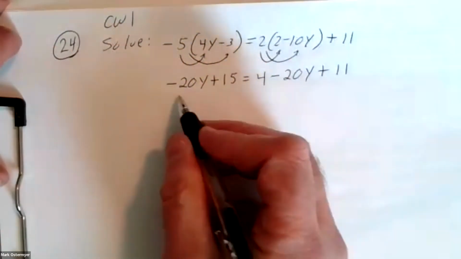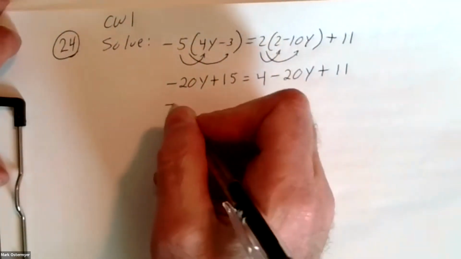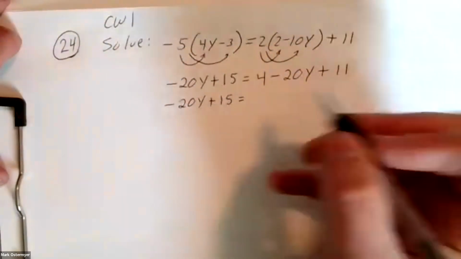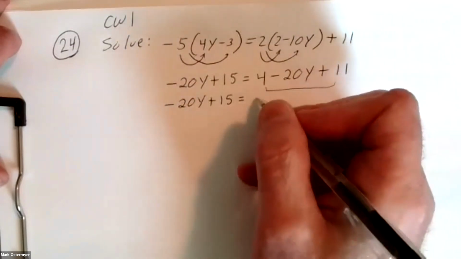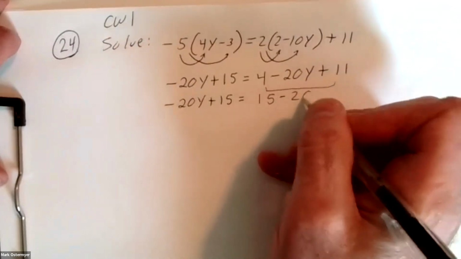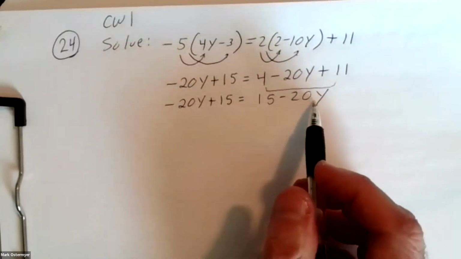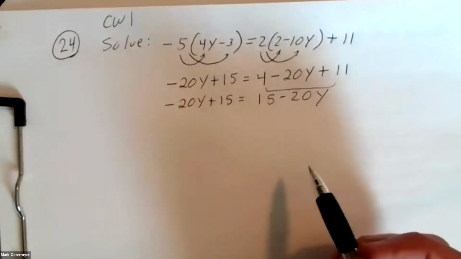And now on the left side, there's no more simplifying to do, but on the right side, there is more simplifying to do. Must combine like terms. 4 plus 11 combined to give us 15. Now that both sides are completely simplified, it's time to separate the variable terms on one side, the constants on the opposite side.